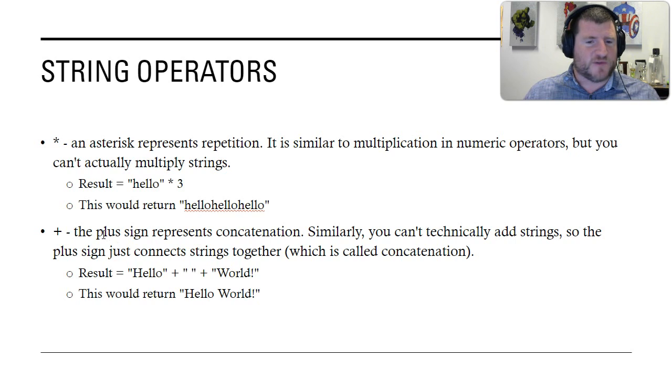The plus sign represents concatenation. You can't, again, do math with strings, so you can't add strings, but the plus sign just connects the strings together. And that's called concatenation. It's a word. All it means is putting strings together beside one another. So you have hello plus a space plus world. When you put all of that together, it returns hello space world. You can do this with any number of strings. In this case, we've added 3 strings together. So hello is 1, the space is 1, and the world is 1. But you could add 45 strings together.